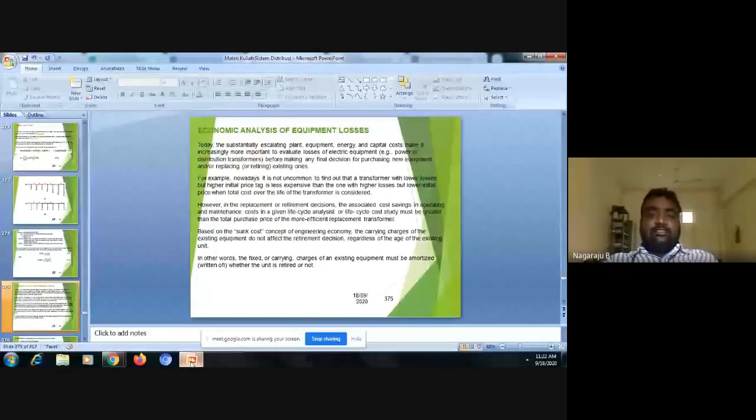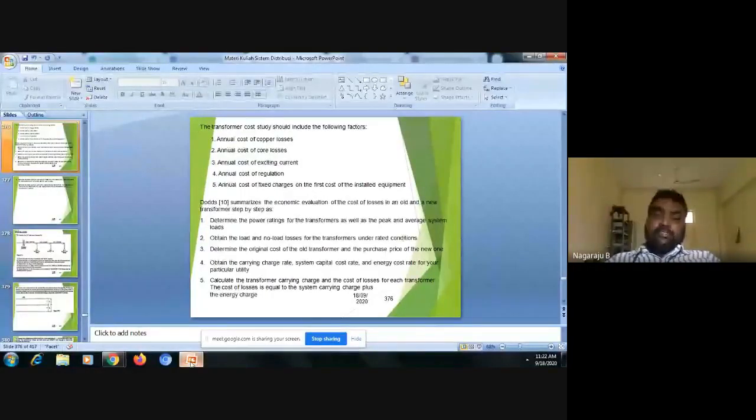And for the transformer cost purpose, you need to see these 5 factors. Okay, so first of all, the annual cost of the copper losses. After that, the annual cost of the iron losses, the copper loss of the existing current, the copper loss of the copper cost, sorry, copper cost.